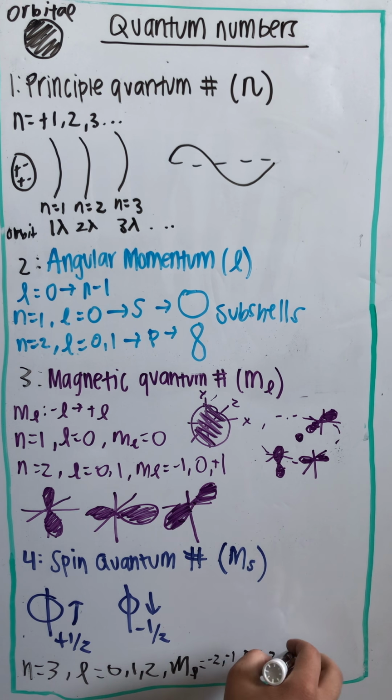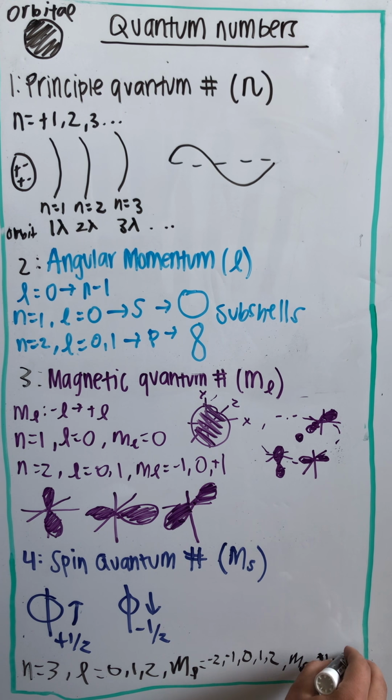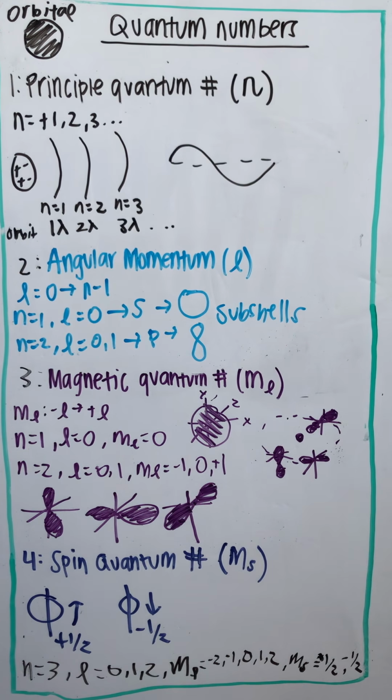And now our spin quantum number, our m sub s, can only be +1/2 or -1/2. And this is how you would use the 4 quantum numbers to explain the location of an electron inside of an atom.